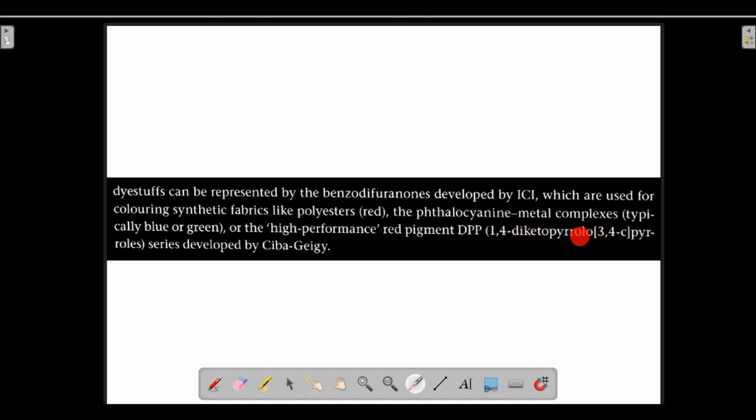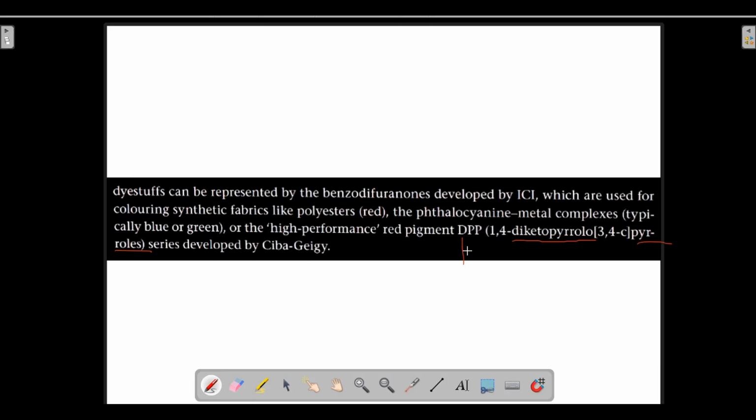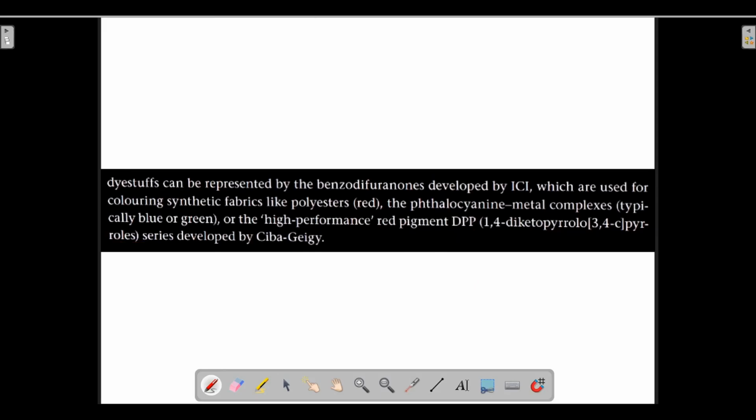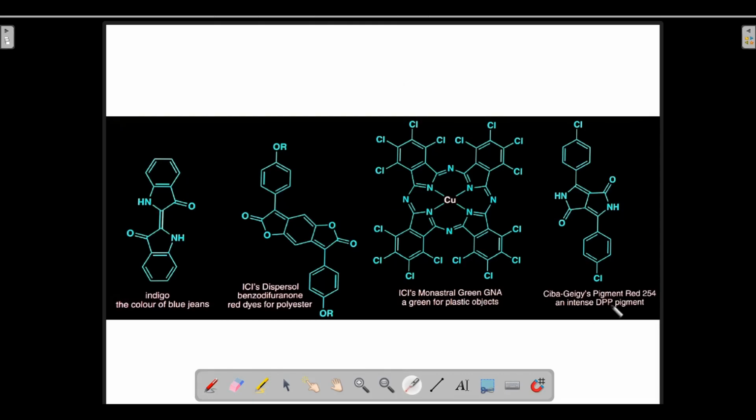Diketopyrrole, that is the full form of DPP. It is a red pigment, DPP pigment red 254. Ciba-Geigy is the company producing this. This is the structure of that particular thing.